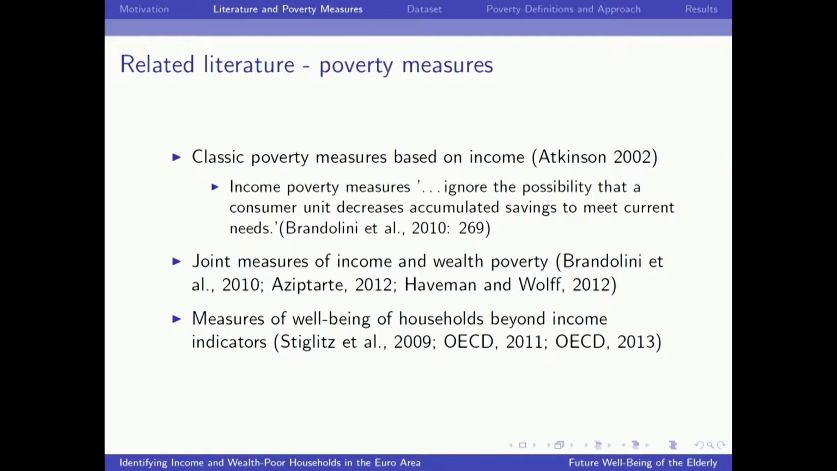One indicator, or the classic poverty measure based on income, for example, exists. In most cases, there is an income poverty line, which is 50 or 60% of the median income in the country, and when you have less than 50 or 60% of that median income, your household or the person is classified as poor. So this is a classical and widely accepted definition for income poverty. But one argument for including wealth into the poverty definition is from Brandolini, because pure income poverty measures ignore the possibility that a consumer unit decreases accumulated savings to meet current needs.